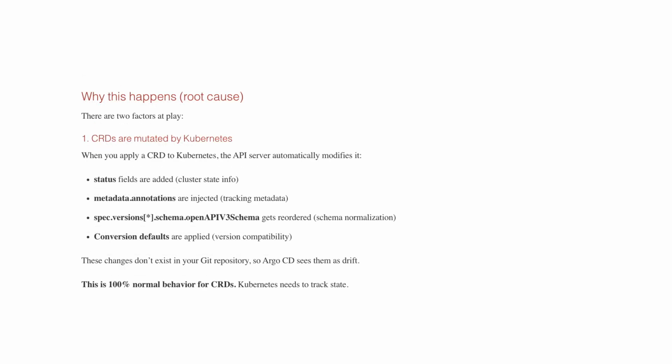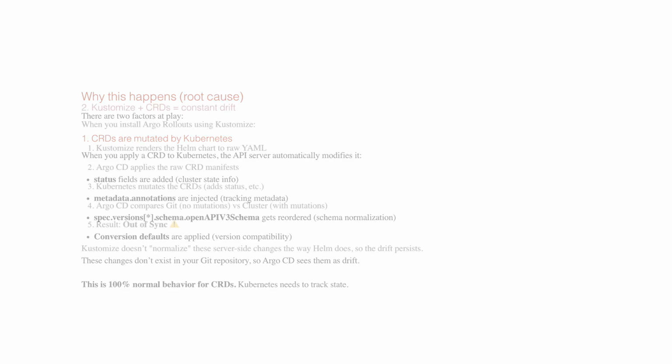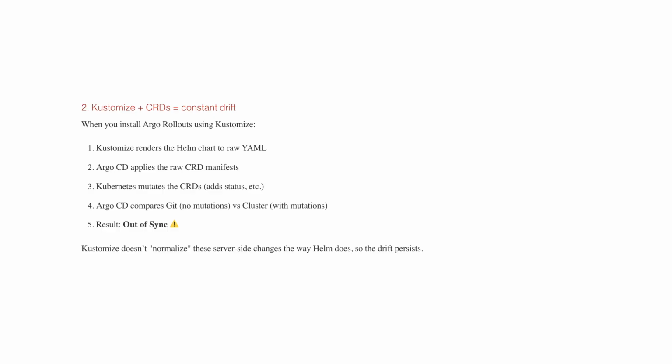Here's what's going on. When you apply a CRD to Kubernetes, the API server automatically modifies it. It adds status fields for cluster state, injects metadata annotations, reorders the OpenAPI schema, and applies conversion defaults. These changes don't exist in your Git repository, so Argo CD sees them as drift. This is completely normal. Kubernetes needs to track state.